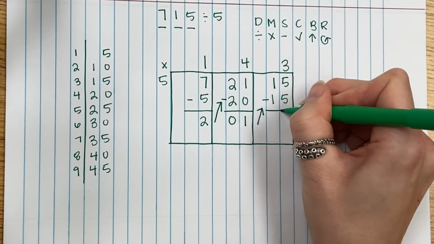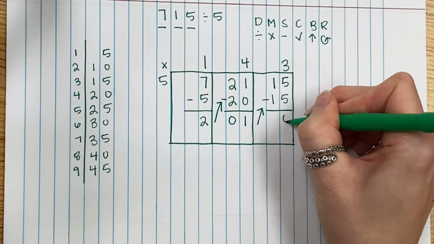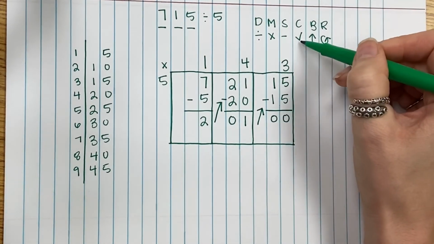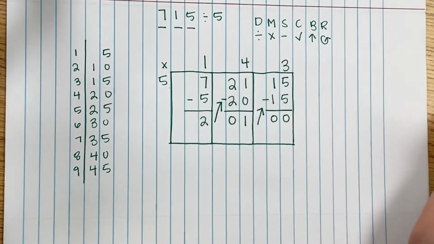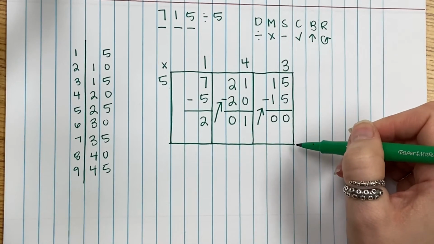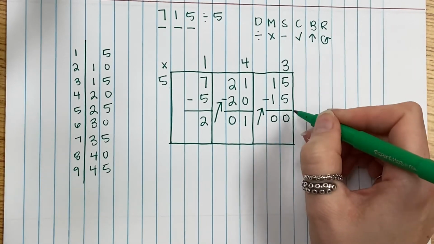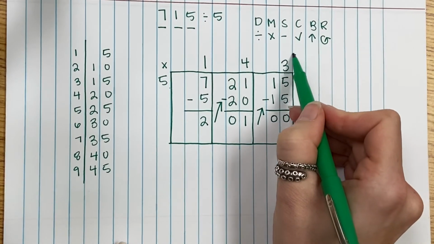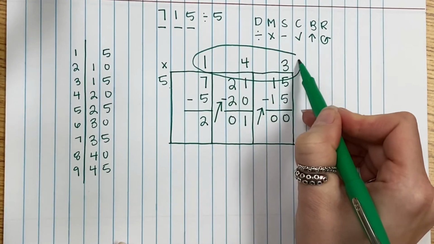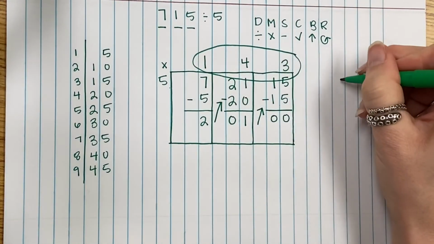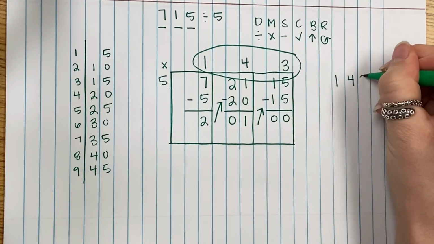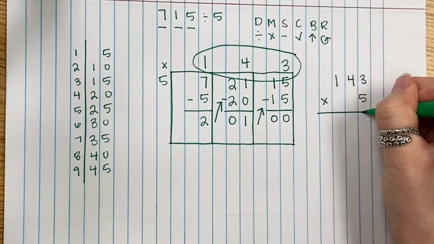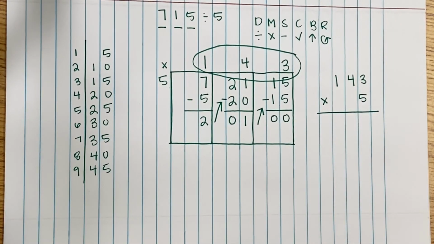Then I'm going to subtract. 5 minus 5 is 0. 1 minus 1 is 0. Then I'm going to check. Is my remainder smaller than my divisor? Yes. I have no more boxes to bring those digits up to, so I am done dividing. I have no remainder, which means my quotient is 143. I would check my work by multiplying 143 times 5, and I should get a product of 715.